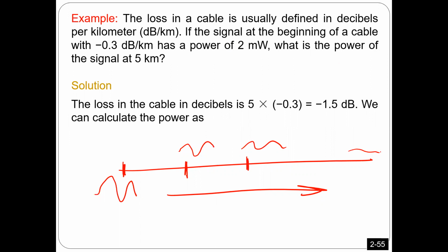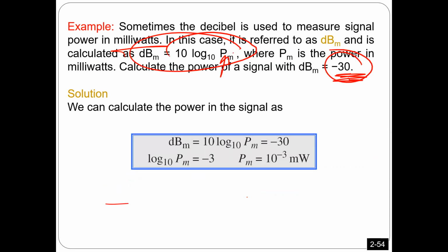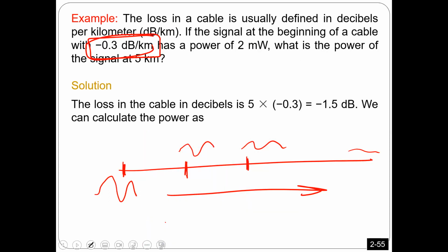That is why usually, if you have a cable, I'm going to give you something like this. I'm going to say this cable is actually negative 0.3 decibel per kilometer. What does it mean? It means every 1 kilometer, the signal is going to lose 0.3 decibel on the cable. So distance is an important factor here. If this is a cable from the beginning, after 1 kilometer, it's going to lose negative 0.3.